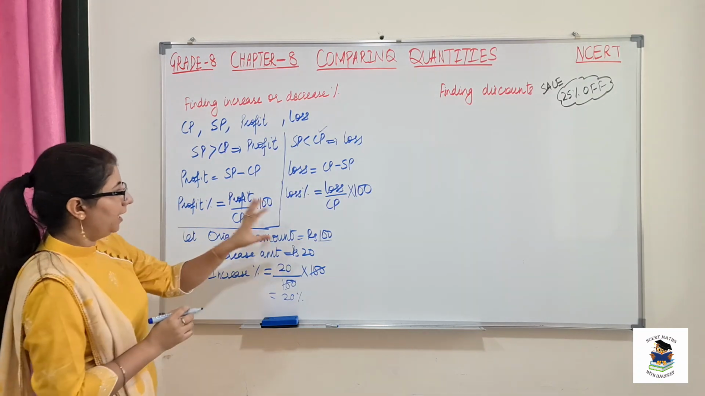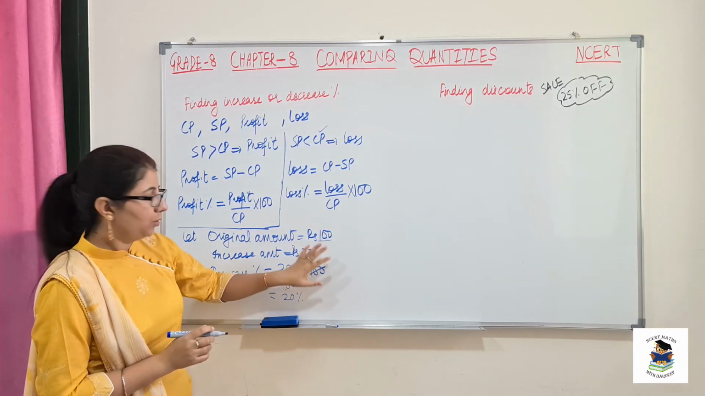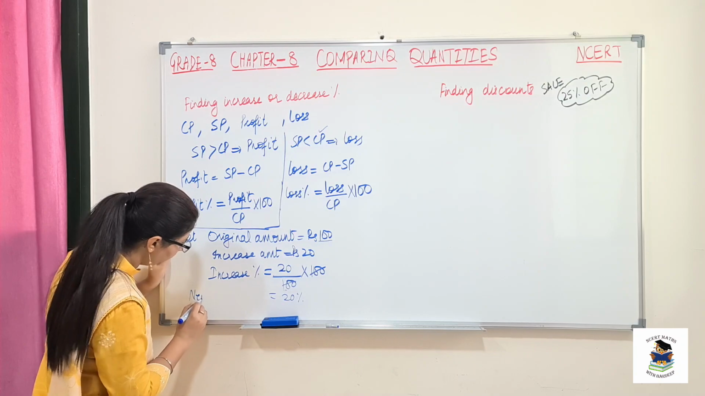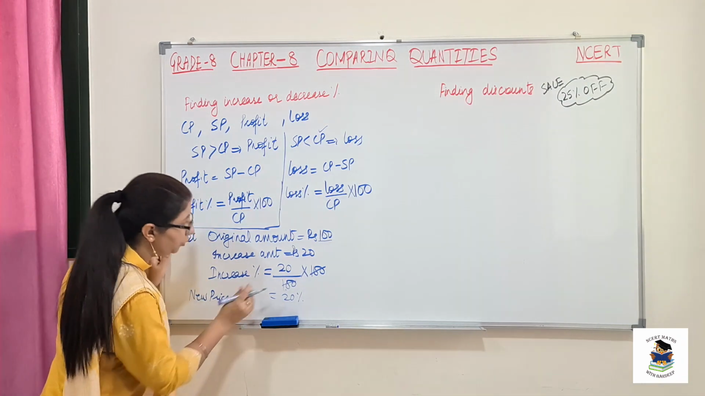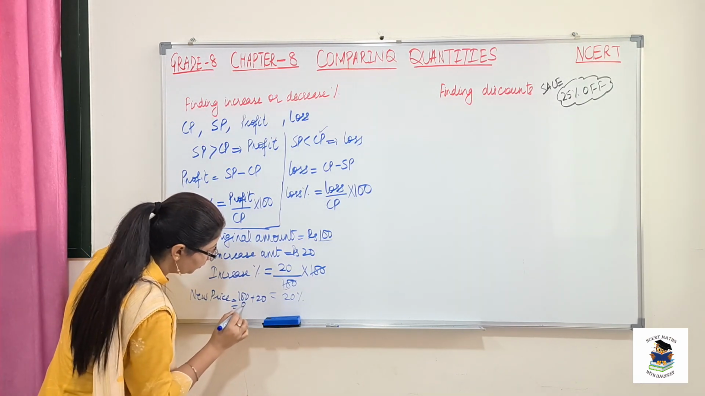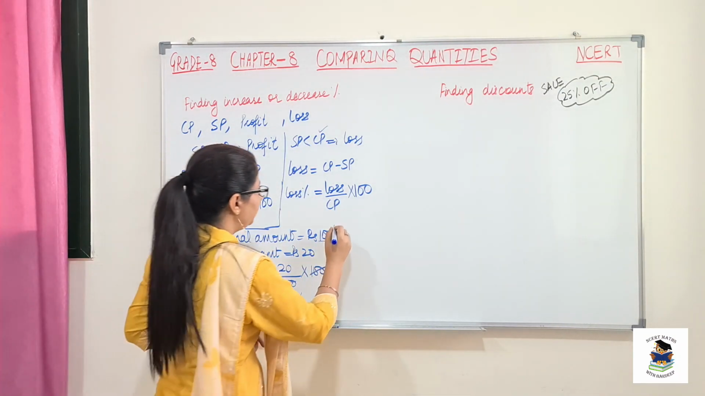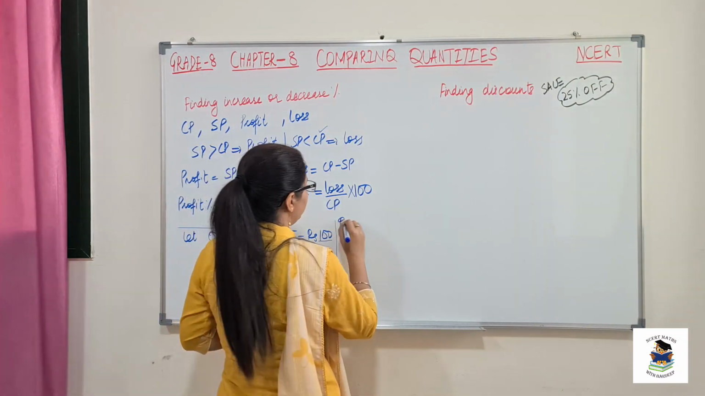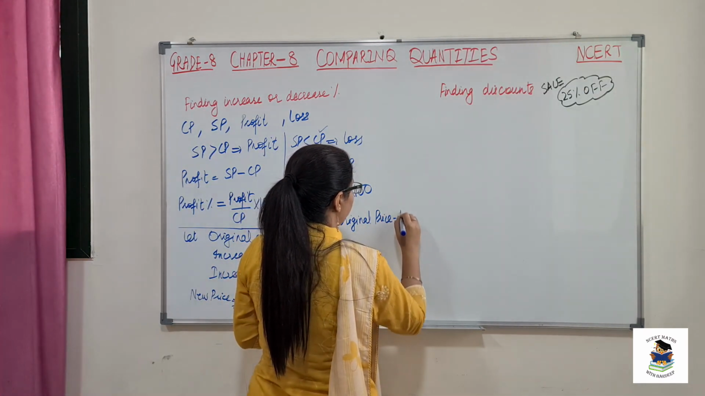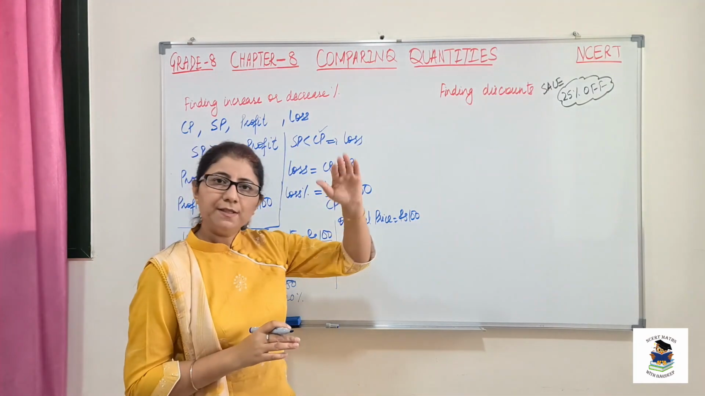That means I have 100 rupees as my cost price and I increase the amount by 20 rupees. So now my selling price, or new price, will be 100 plus 20, which is 120 rupees. Similarly, if it is decreased, suppose I am taking the original price as 100 rupees, and due to some reasons the price is decreased.